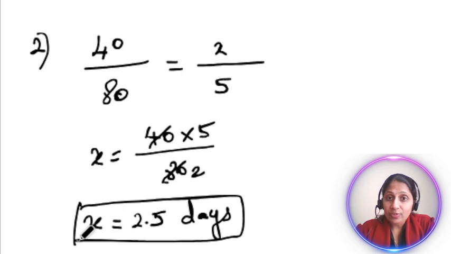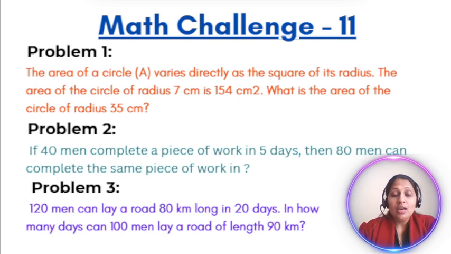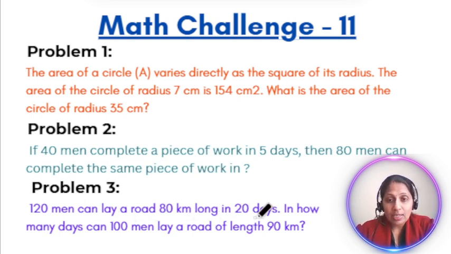I hope you got the first 2 questions right. If not, check where you went wrong. Let's come to the challenging question, which is: 120 men can lay a road 80 km long in 20 days. In how many days can 100 men lay a road of length 90 km?